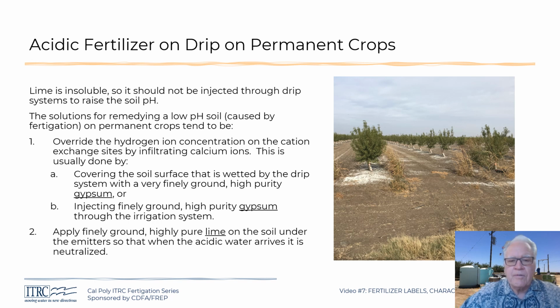The other option is, instead of applying gypsum to the soil surface, you can apply finely ground, highly pure lime to the soil under the emitters, and then when the acidic water arrives, if that's the problem, it gets neutralized. Most people use the gypsum.